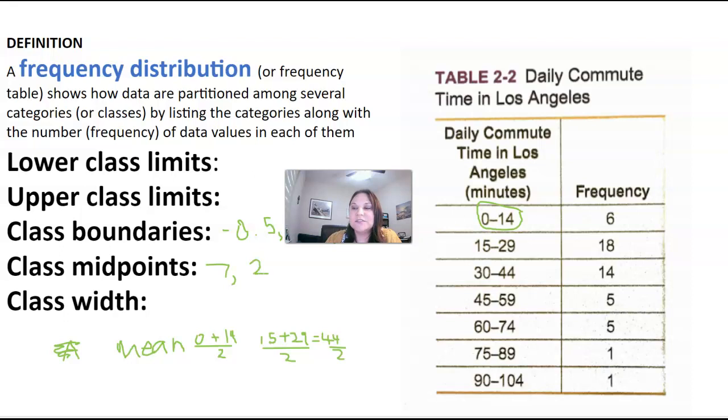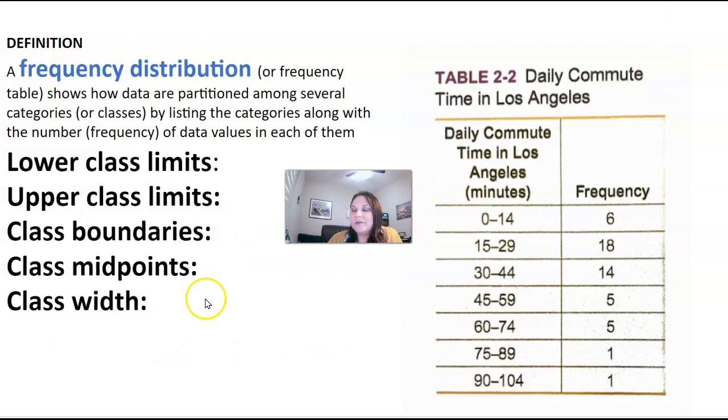What is also true is the class midpoints go up in the same increments as the lower class limits and the upper class limits. And so what I could do is just add 15 to each midpoint to get to the next midpoint. So if I added 15, this would be 37, and that would be the next class midpoint. So the class midpoint is the value that is exactly between. It's the mean of the lower and the upper class limit.